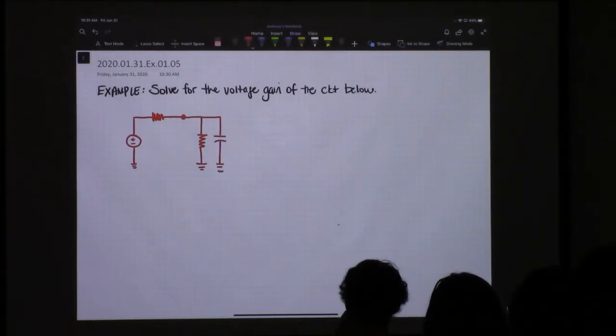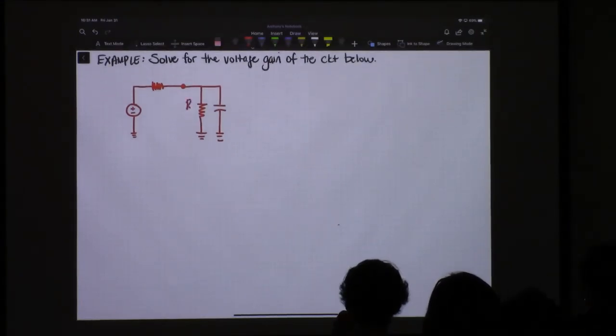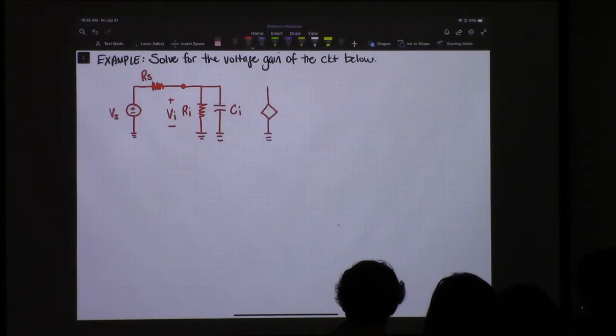So this is RI, this is called CI, this is also the input voltage right here, this is called VS, this is called RS, and then we have the output stage, which we will call mu times VI. So that's that gain constant that we were talking about a second ago. We have our output resistance. And then lastly, we have our load.